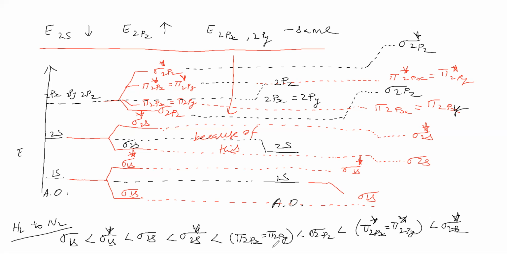But if you take O2 and F2, sigma 2pz comes here, before the pi orbitals. Okay, now we will see the molecular orbital electronic configuration, how to fill electrons in molecular orbitals. For this you have to follow the Aufbau principle, Hund's rule, and Pauli's exclusion principle.